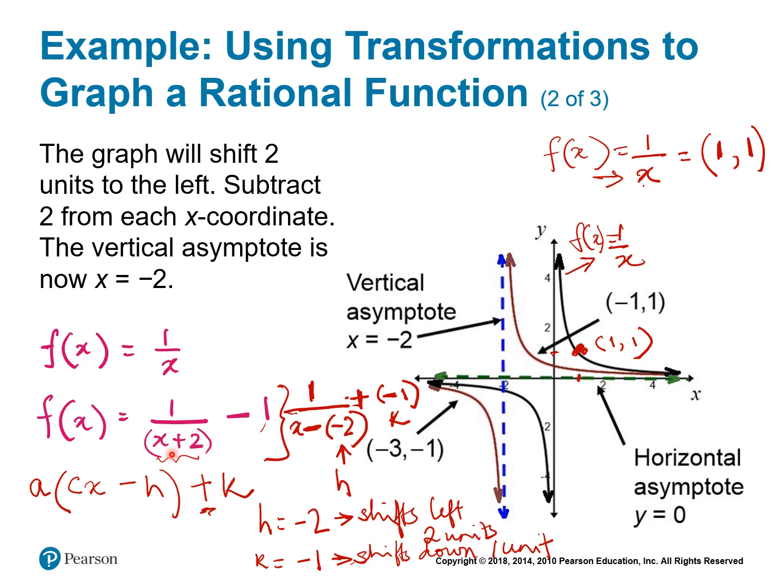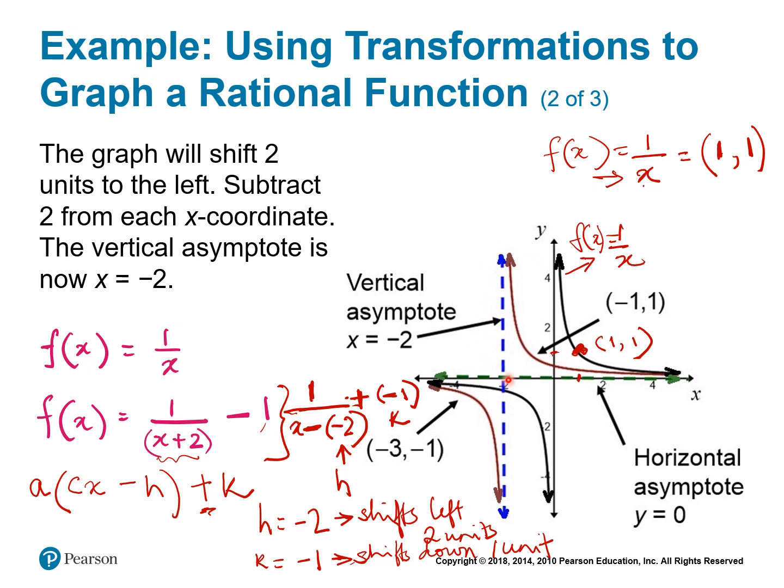How do I know? I take the x plus 2, make it equal to 0, and solve for x, right? So the vertical asymptote, which was initially x equal to 0, is now going to be x equals -2, because h suggests it's going to shift left by 2 units. So what was at x equal to 0 will now be at x equals -2. So that's the first thing.